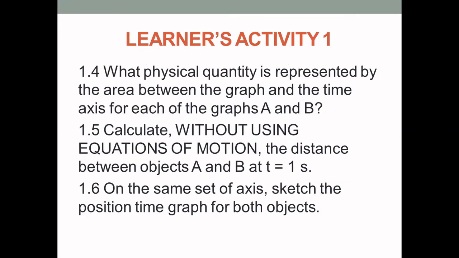Question number 1.4: What physical quantity is represented by the area between the graph and the time axis for each of the graphs A and B? 1.5: Calculate, without using equations of motion, the distance between objects A and B at time equal to 1 second. 1.6: On the same set of axes, sketch the position time graph for both objects.